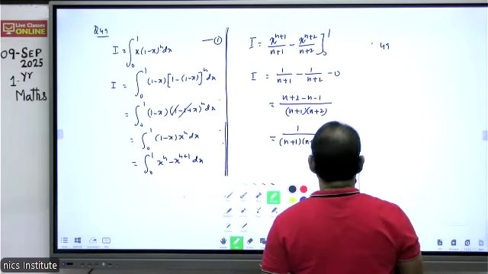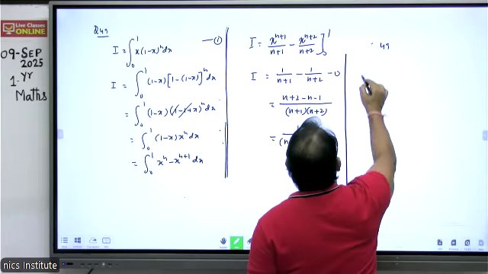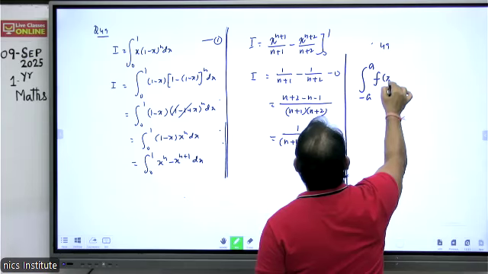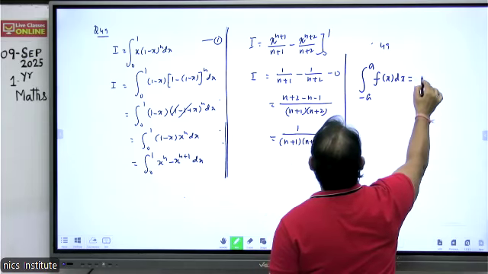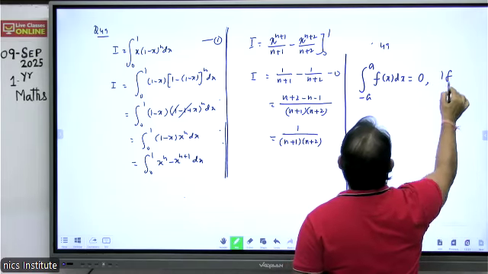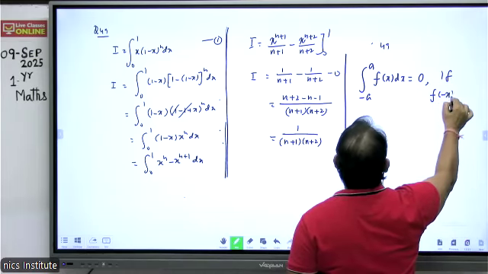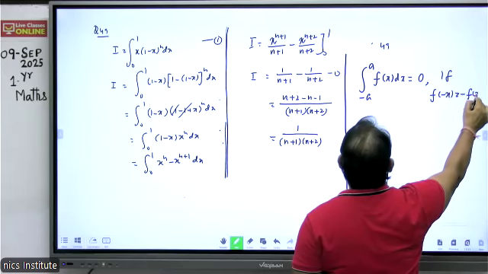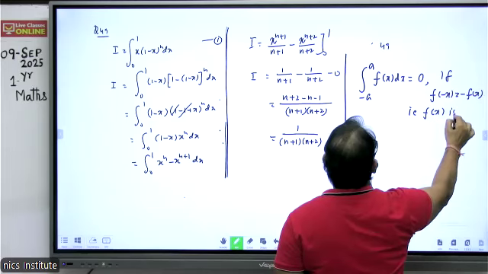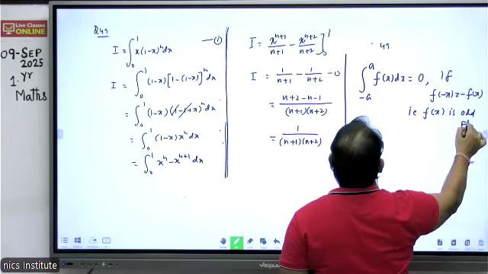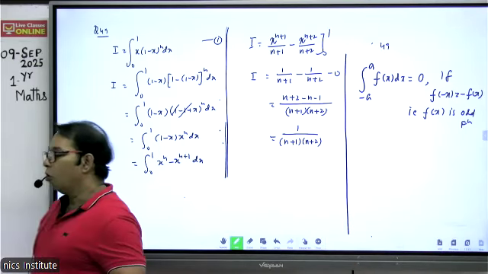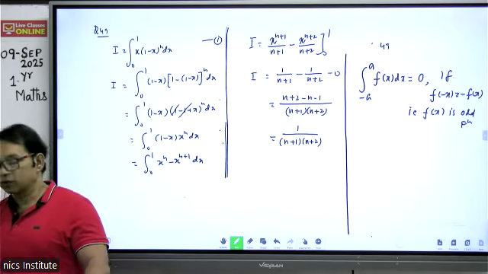Odd even function. Whenever you come across limit minus a to a, see whether the function is odd or even. It will be equal to 0 if f of minus x is equal to minus fx, that is, fx is an odd function. Sin x, tan x, x, odd power, odd function. All these are odd functions.